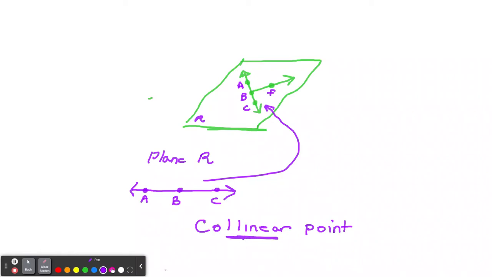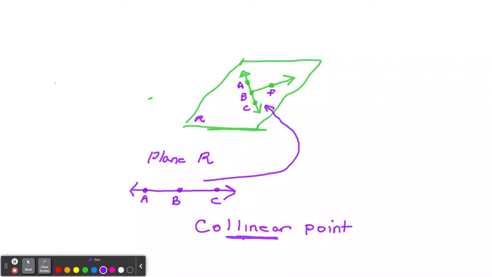Linear means straight. And think of "co" as like your coworker. If you have a coworker, it's someone that you work with, someone you're working together with. So collinear means they're on the same straight line. If you look at line ABC over here, point A, point B, and point C are collinear because they're on the same line.